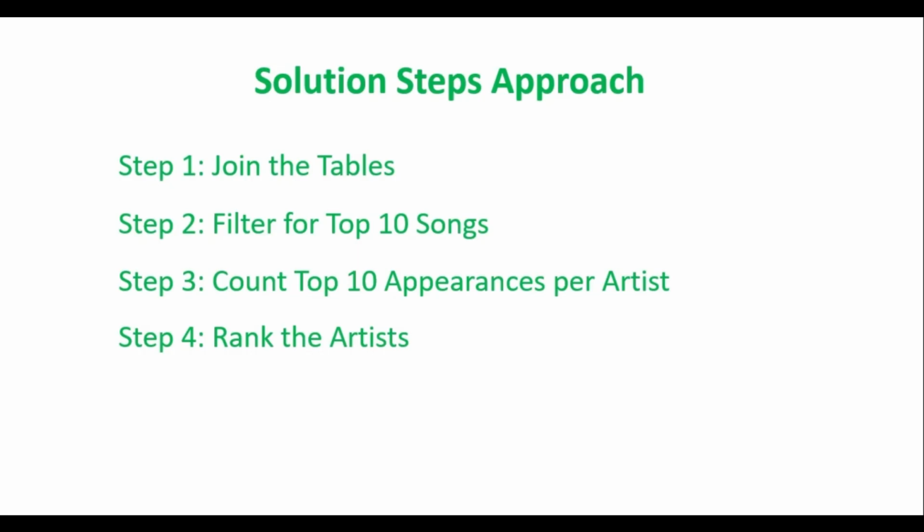Now step 5 would be to finally select the top 5 artists. So in this case, we will just filter the ranked artists to get only the top 5. We'll use a common table expression to simplify this process and make the query more readable. So we will use a CTE to first get the artists and their ranks, and then we will select only those with a rank of 5 or less. So this is how our solution steps are going to follow. So let's move on to the implementation part.